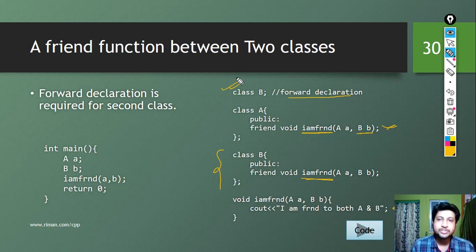The idea is simple. Just forward declare all the classes that you want to use with that particular function, except the first one, and then declare the friend function with the friend keyword in every class definition, and just globally define the function. Just moving to the code now.